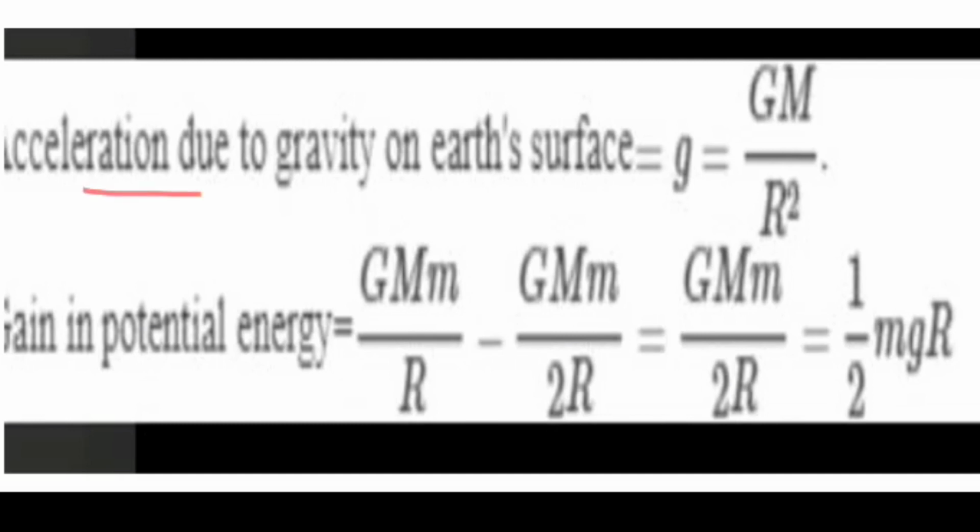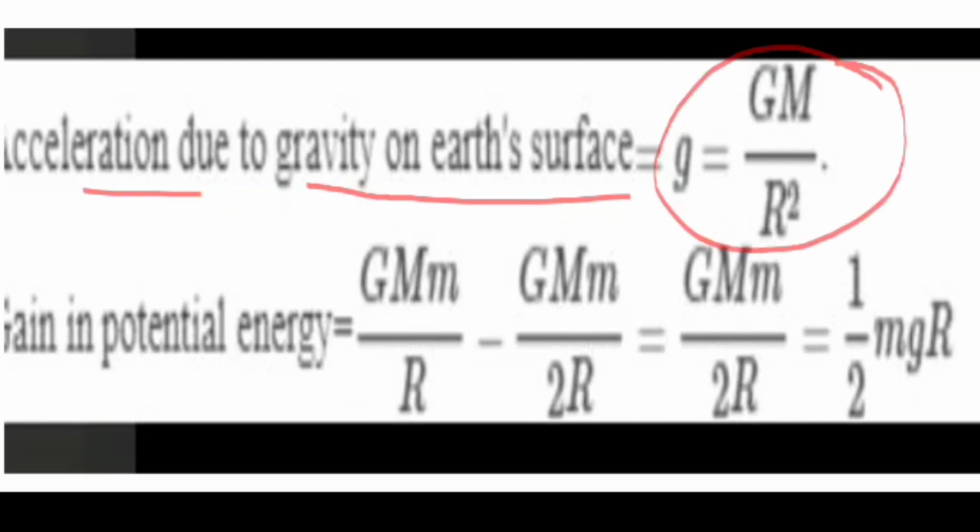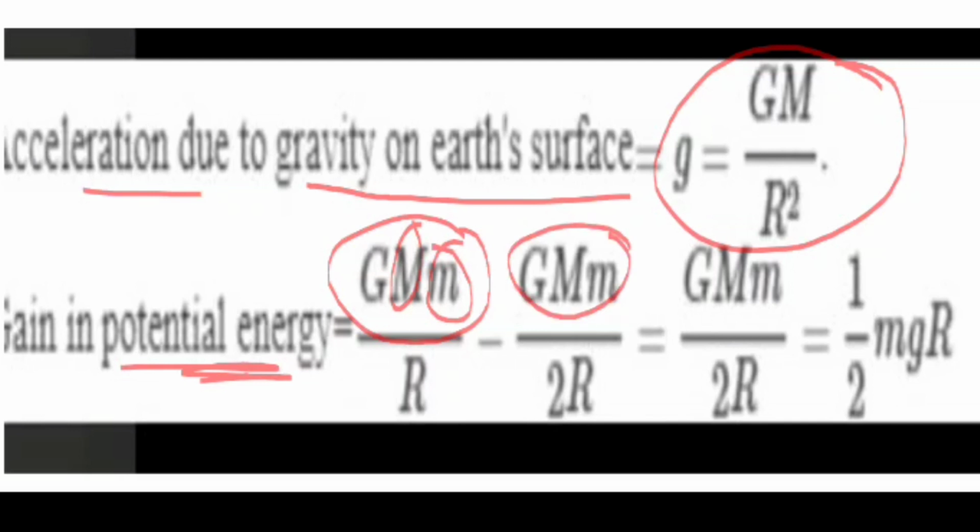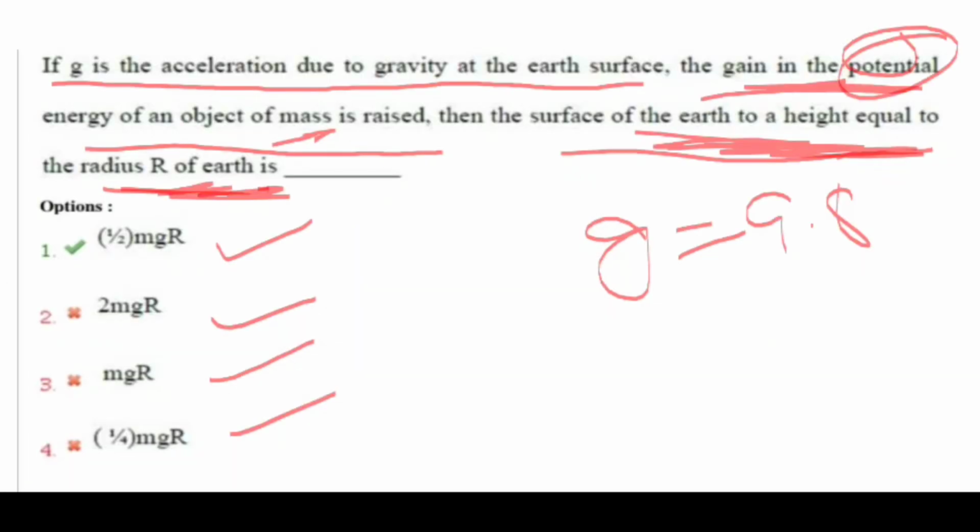We know that acceleration due to gravity on Earth's surface is g equals GM by R square. So gain in potential energy is GMm by R, minus GMm by 2R. So we will get GMm by 2R, which is nothing but half mgR. So from the surface of the earth to a height equal to the radius R of earth, the gain is half mgR.